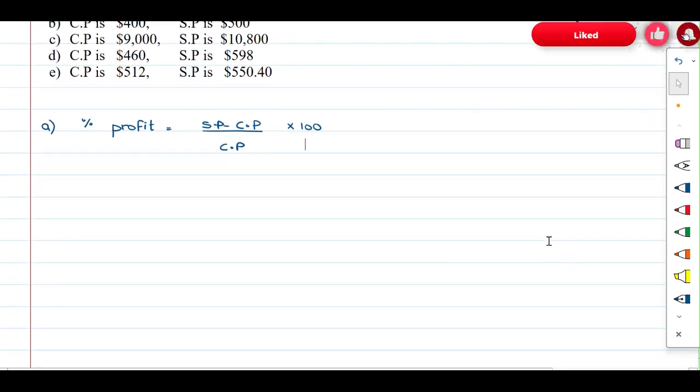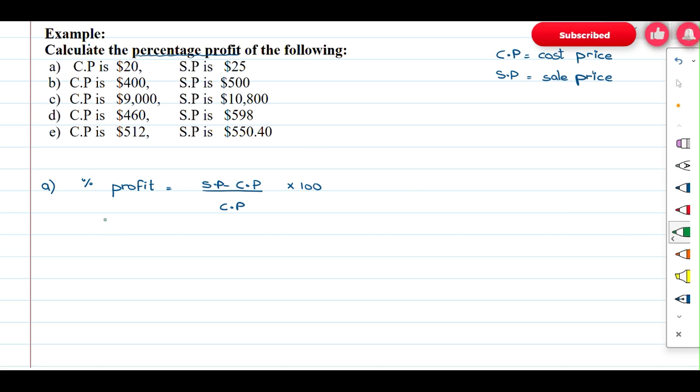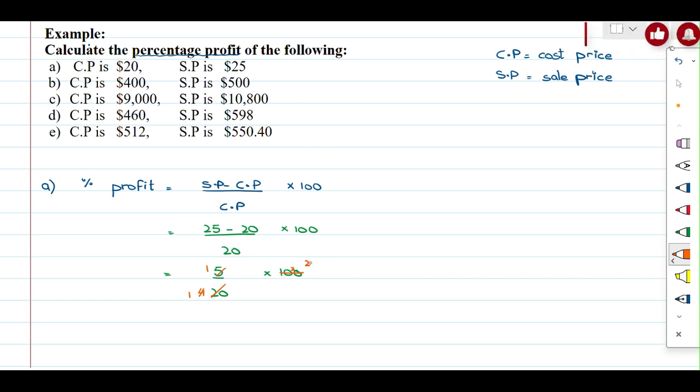Okay. Now let's start with part A. Let me substitute everything. Now the sale price is $25. The cost price is $20. Divided by $20 and multiplied by 100. From 25, if you take away 20, which is just 5, divided by 20, multiply by 100. So simplify, 5 times 1 is 5, 5 times 4 is 20. And 4 times 5 is 20. Okay, so that is just 25.